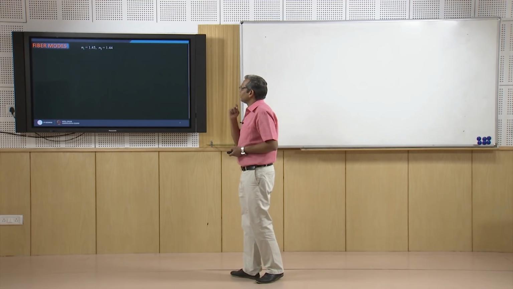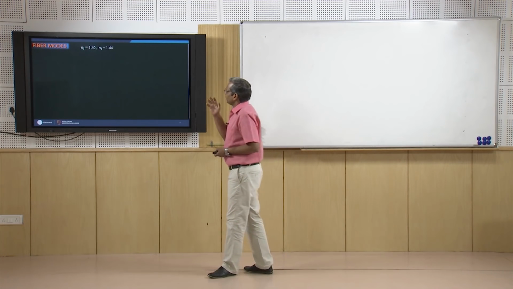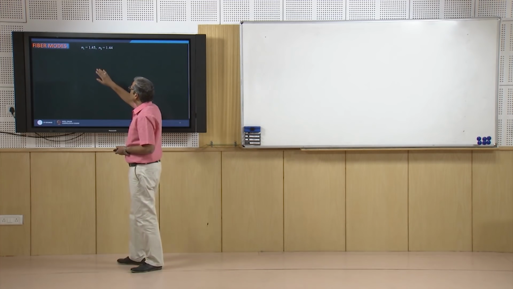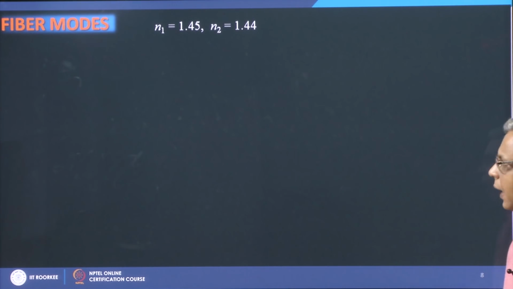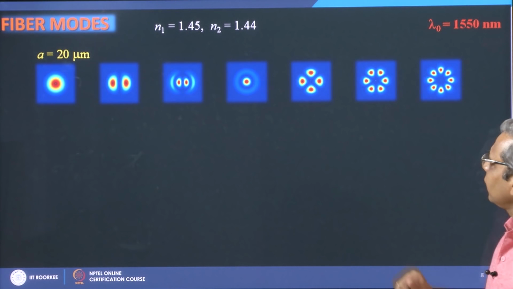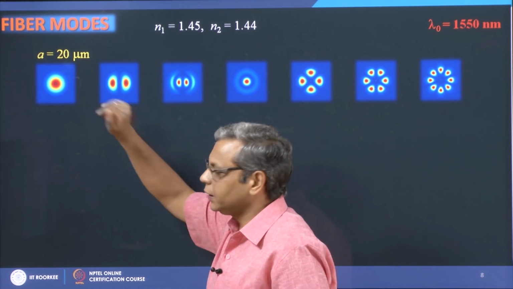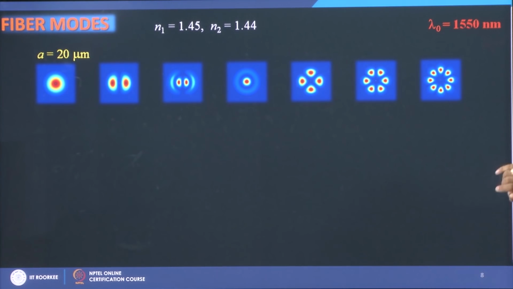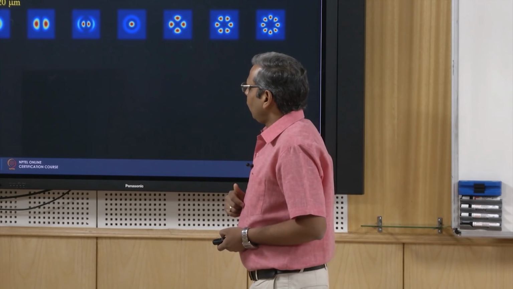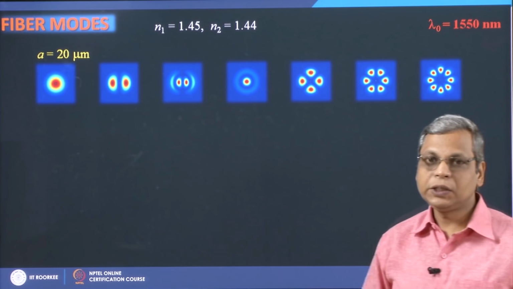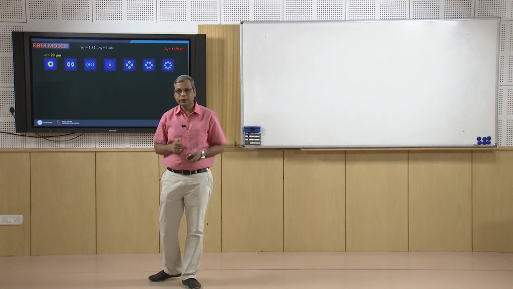Let us now see, if I have a fiber with core refractive index 1.45, cladding refractive index 1.44, and I make a fiber of core radius 20 micrometer and find out the modes of the fiber at 1550 nanometer wavelength. If I launch light of wavelength 1550 nanometer into this fiber, then what are the possible guided modes of this fiber? We will learn how to calculate these modes as we go along in this course.